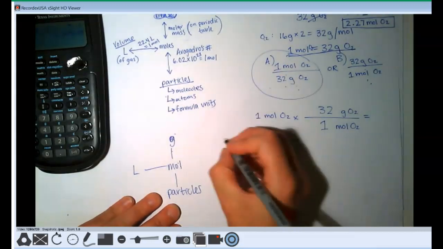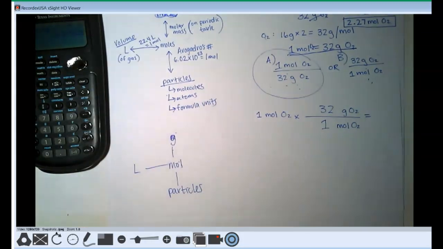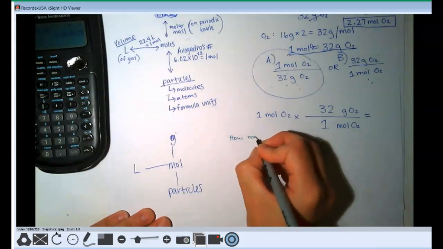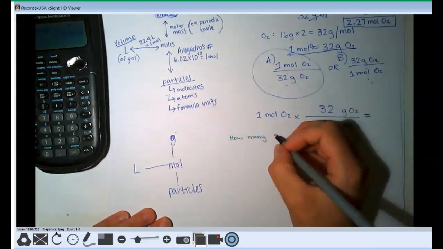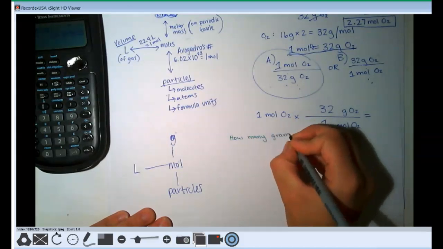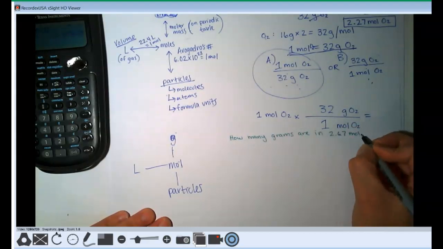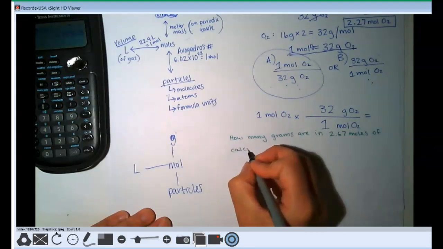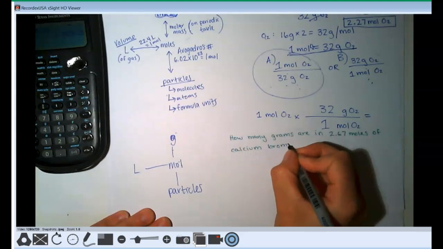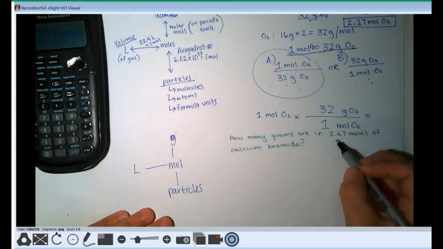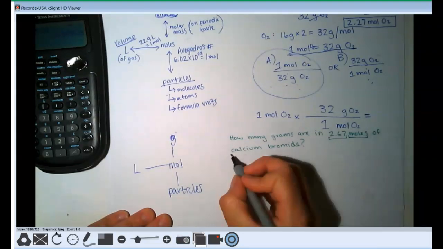So let's say we want to know, let me switch colors so it's clear where my work stops and begins. So let's say we want to know how many grams are in 2.67 moles of calcium bromide. Cass, is this the kind of problem you're talking about? Okay, perfect. Okay, so 2.67 moles of calcium bromide is our given value, 2.67. Our given unit is moles, and our given substance is calcium bromide.